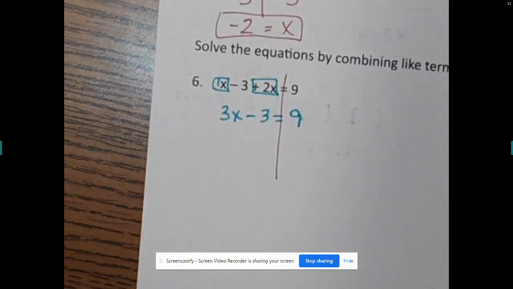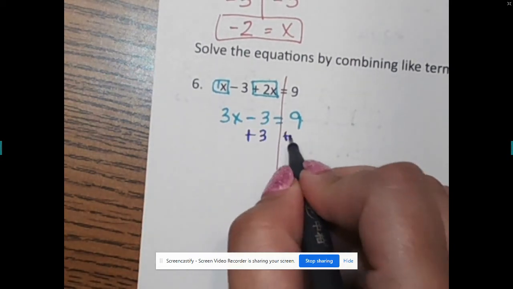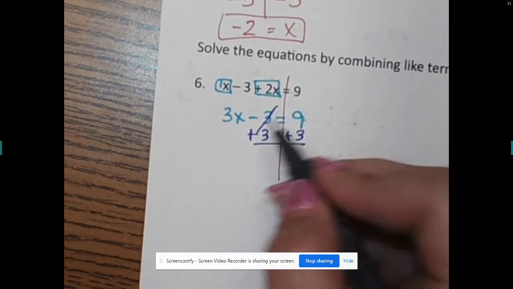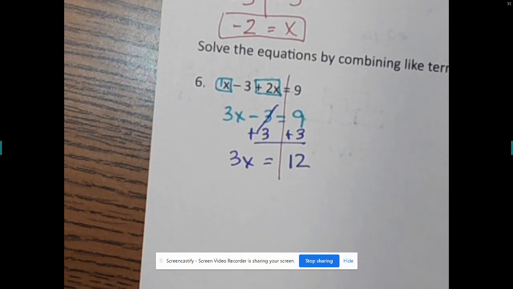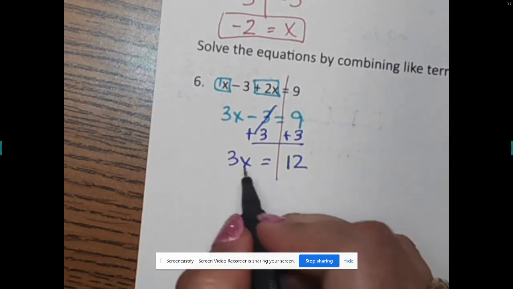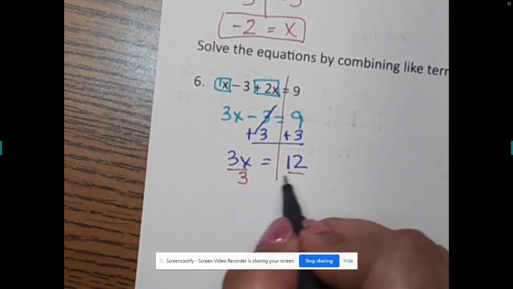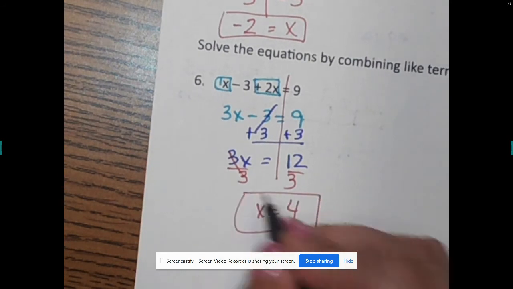Now what? Regular old algebra problem. Plus 3. Good, Lincoln. Plus 3. Plus 3. So I'm left with 3x equals 12. Now what do? Divide by 3. Good. I'm getting the hang of this. X equals 4.